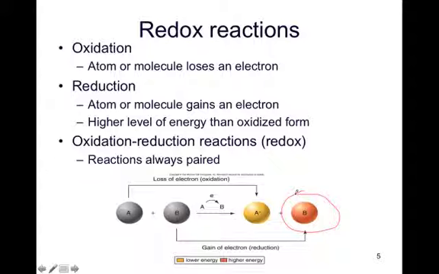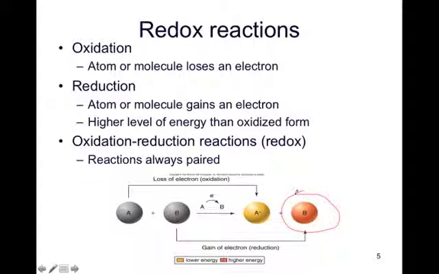Reduction is gaining. When a molecule becomes reduced, that is, gains electrons, it is moved to a higher level of energy than the oxidized form. So the bottom line here is carrying electrons means extra energy. In the future chapters, we're going to see a lot of movement of electrons from one molecule to the other. The molecule that has more electrons or has gained electrons is higher energy than that which has lost the electrons. So again, redox reactions are always paired. One molecule is losing an electron and one molecule is gaining an electron. After all, the electron has to go somewhere.